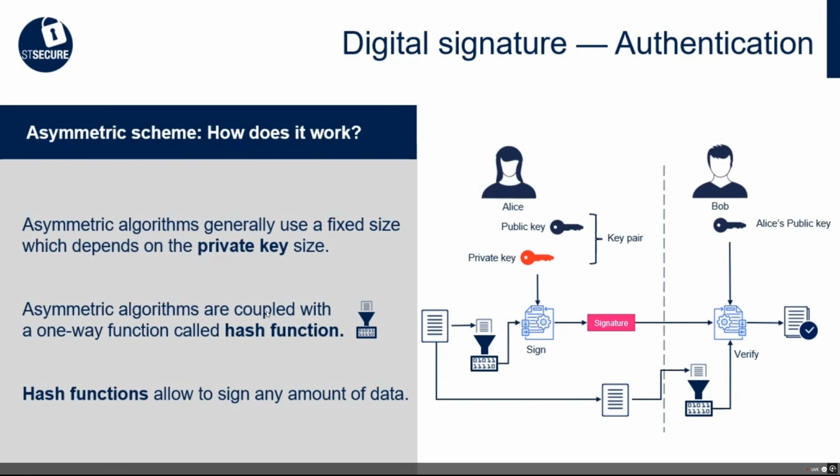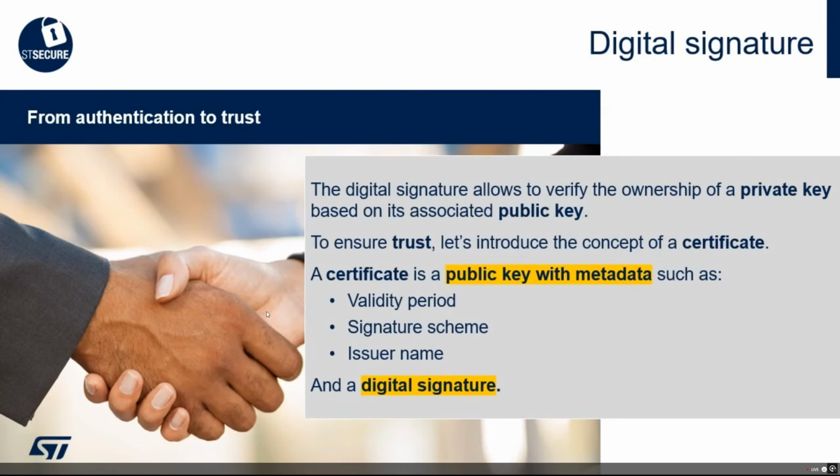We have seen how the digital signature ensures the authenticity of data thanks to the key pair. Remember Alice and Bob? On one side, you have the emitter of the signature that uses the private key, and on the other side, the verifier that uses the public key to verify the signature. So when you have a public key, you can verify a signature.